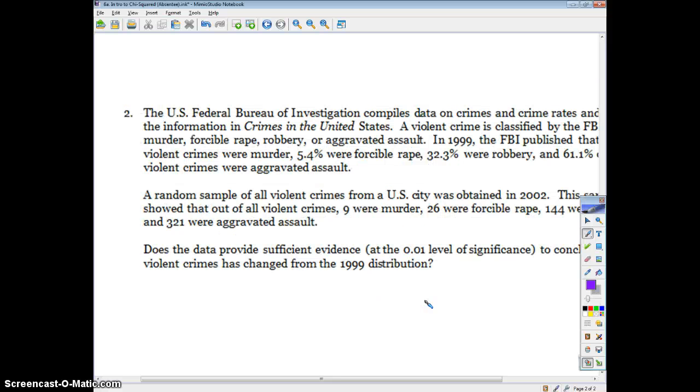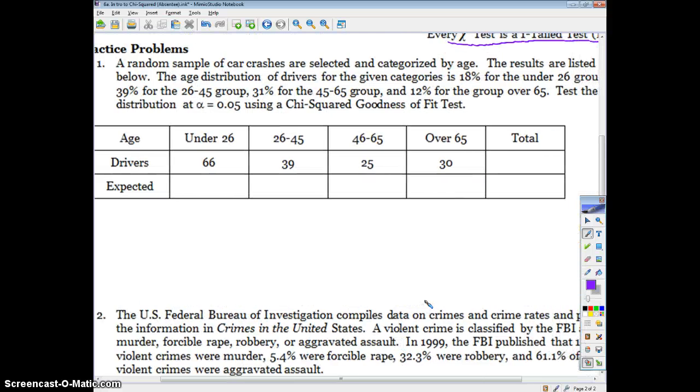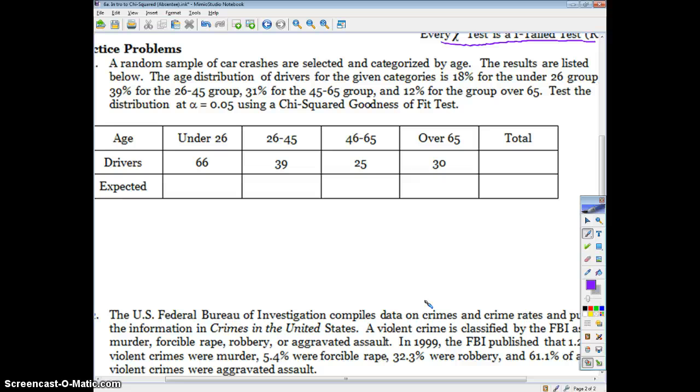All right, we had one more problem that we actually did in class here. This one was slightly different. A random sample of car crashes are selected and categorized by age. The results are listed below. The distribution of ages of all drivers is 18% for the youngest group, 39% for the middle group, 31% for the older group, and 12% for the senior citizens. Test the distribution at the 0.05 level here. Now you have to actually do a little bit more work. How many drivers do we have here total?